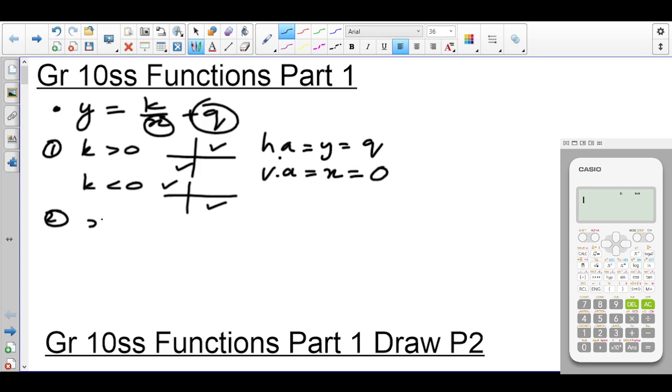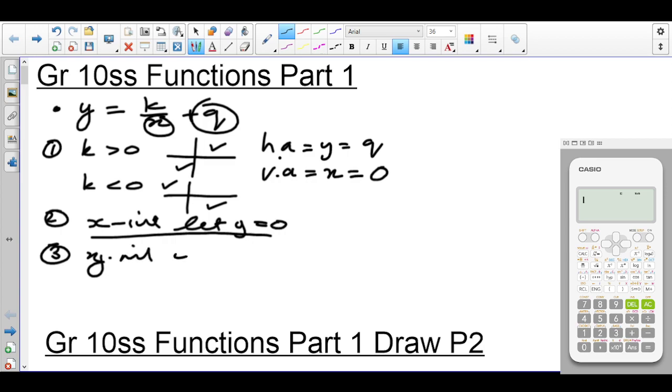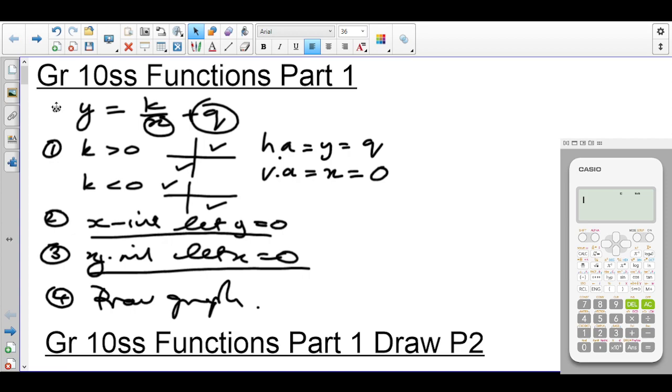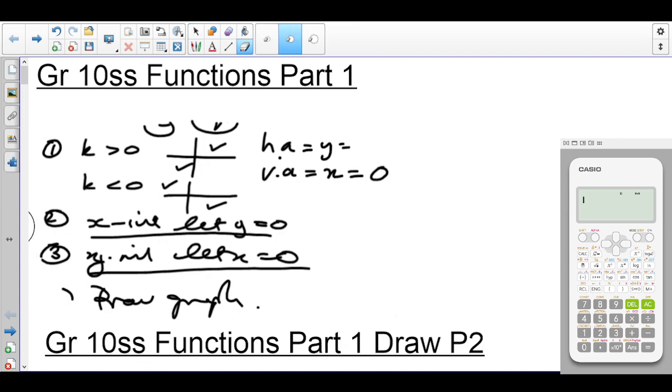Thereafter, we calculate our x-intercept, then y equal to 0. Then we work out our y-intercept, let x equal to 0. So y-intercept x equal to 0, x-intercept y equal to 0. And the fourth is then to draw the graph. Not so? So we're going to follow these 4 steps in drawing the graphs I gave you. And then we're going to look at the interpretation of those graphs as well. So let's go with the first graph I've given you.